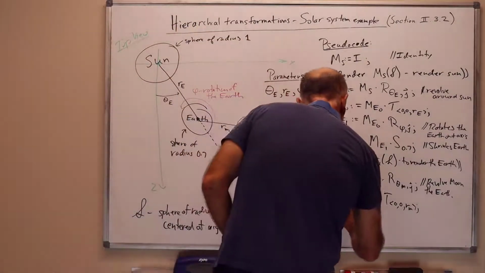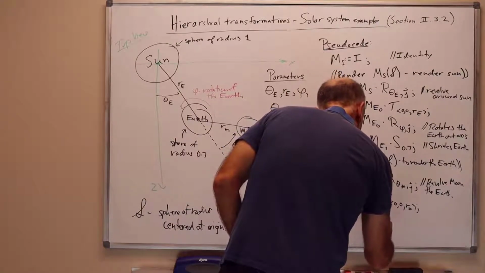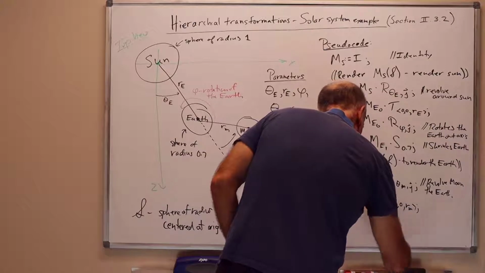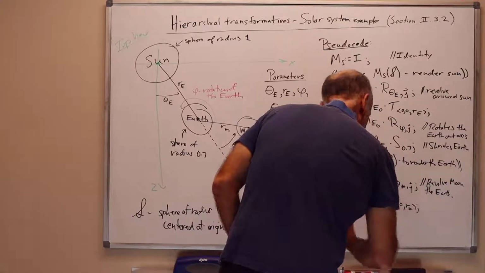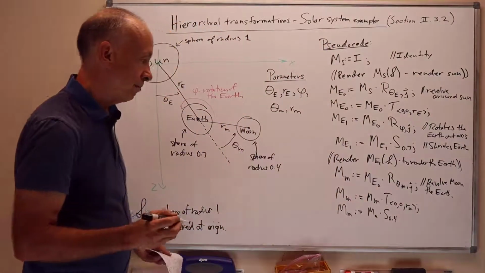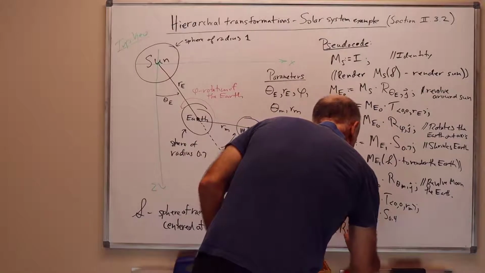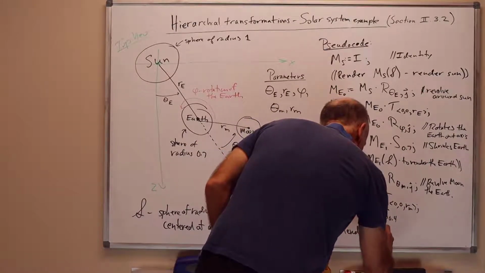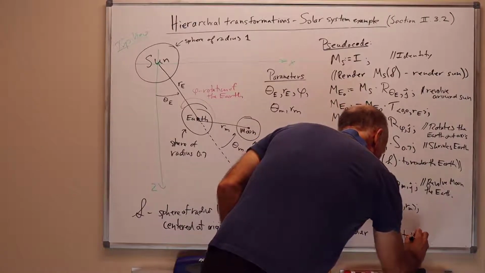And finally, we need to scale: m sub m equals m sub m times S of 0.4, which scales the sphere, or the moon, by a factor of 0.4. And finally, we render m sub m of the unit sphere to render the moon.